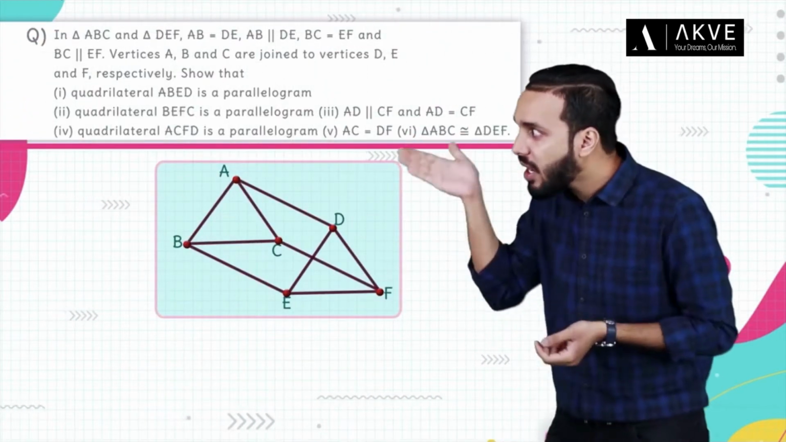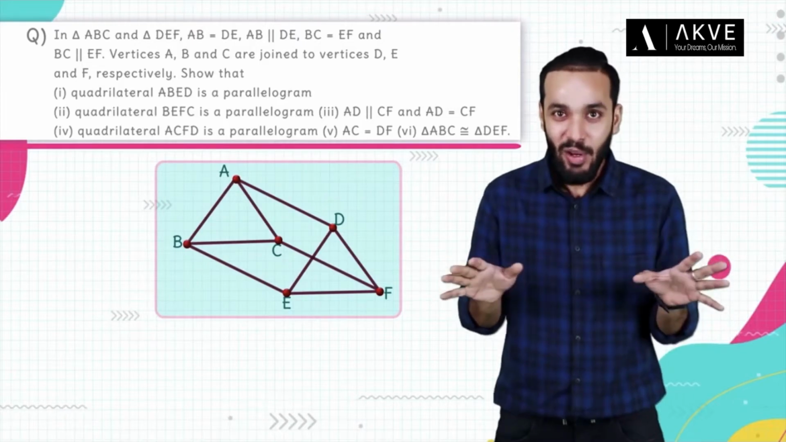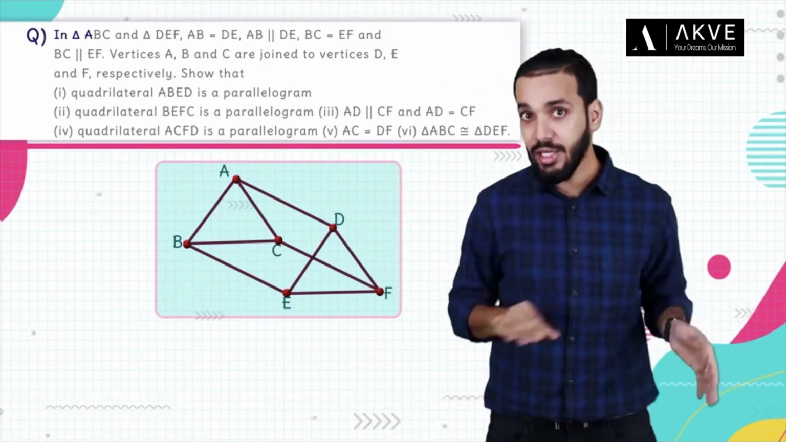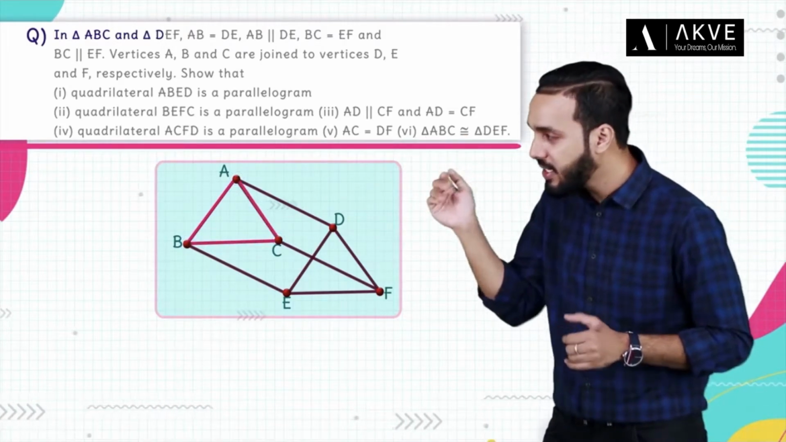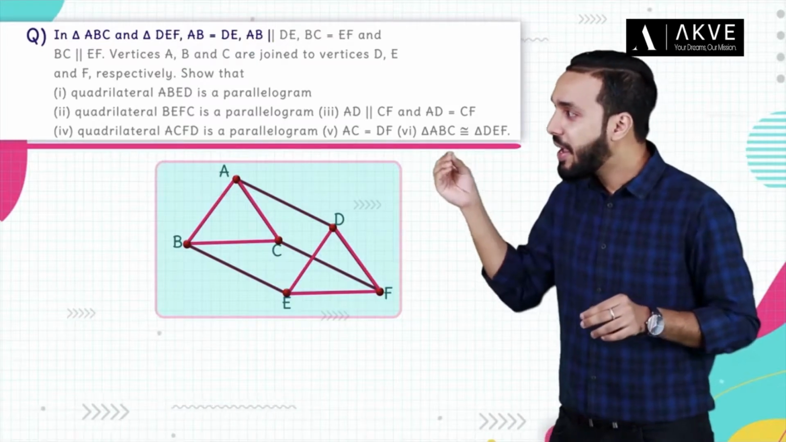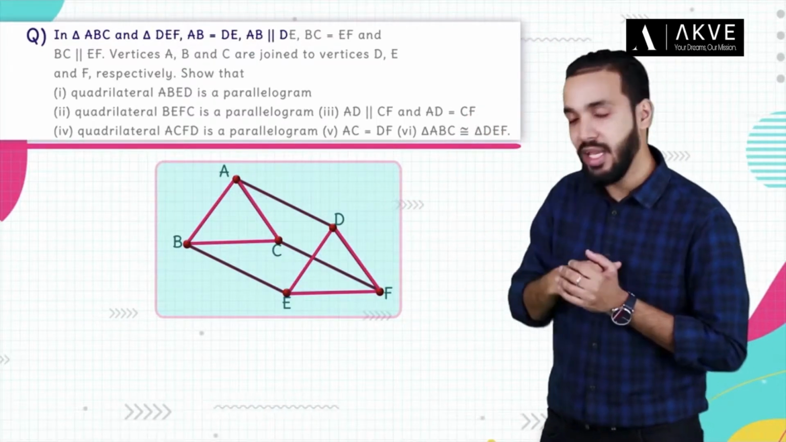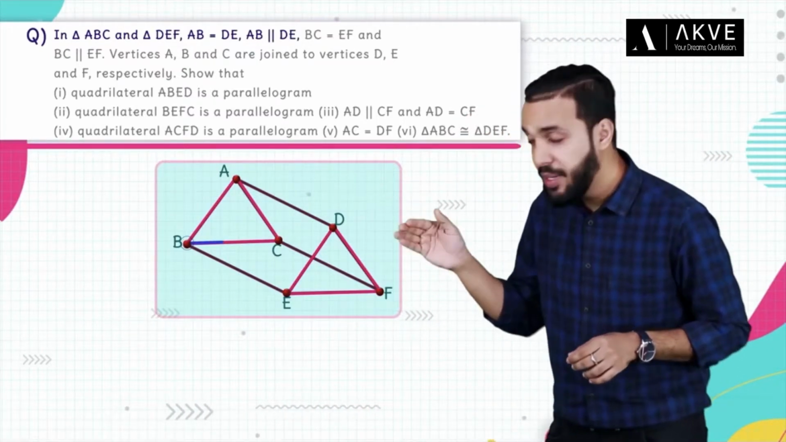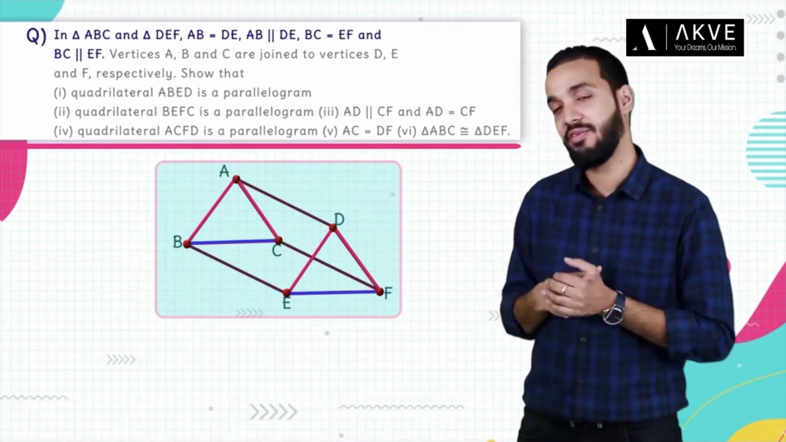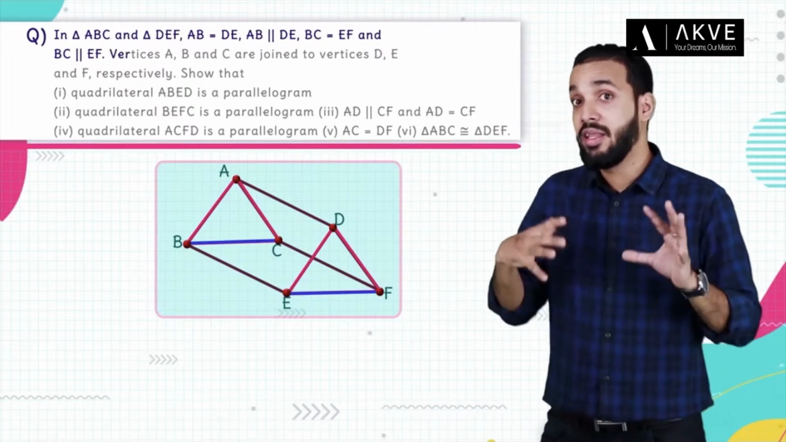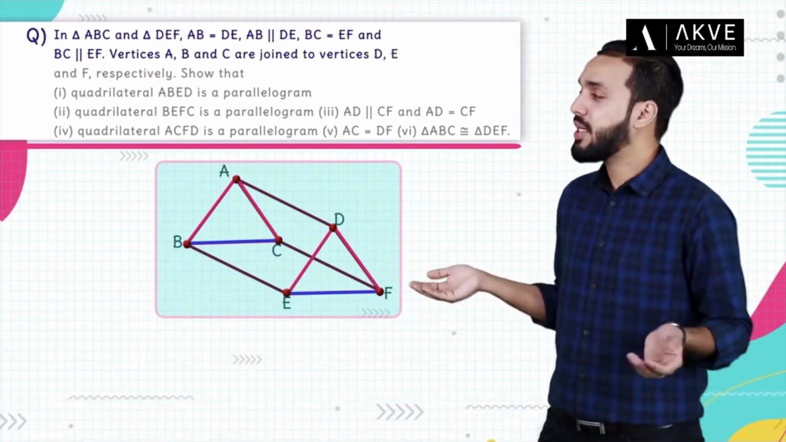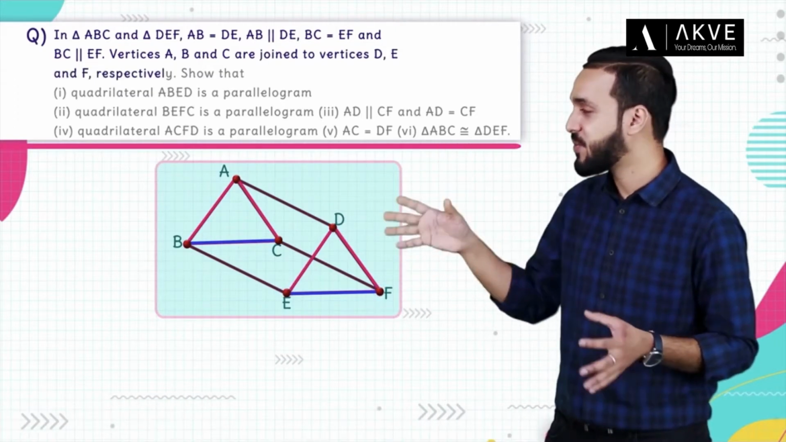It deals with a triangular prism. I'm not kidding, it really does. The question tells us that in triangles ABC and DEF, AB is equal to DE and AB is parallel to DE. Also, BC is equal to EF and it is also parallel to EF. And it's pretty evident that vertices A, B and C are joined to vertices D, E and F respectively.